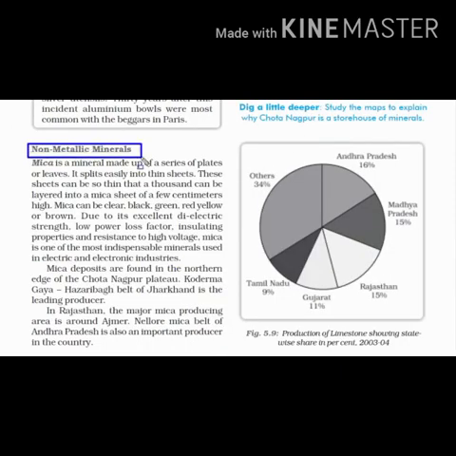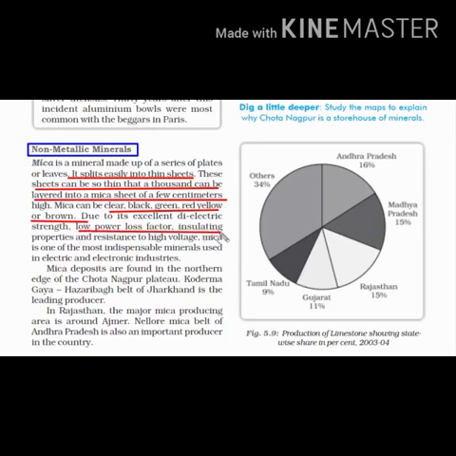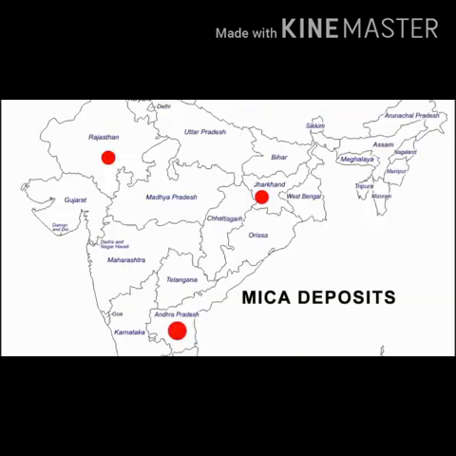The first non-metallic mineral that we will read about is mica. It splits easily into thin sheets. These sheets can be so thin that 1,000 can be layered into a mica sheet of a few centimeters high. The color of mica ranges from black, green, red, yellow or brown. It is the necessary mineral used in electric and electronic industries because of qualities like resistance to high voltage and insulating properties. Now mica deposits are found in the region of Chota Nagpur Plateau, Jharkhand, Rajasthan and Andhra Pradesh.